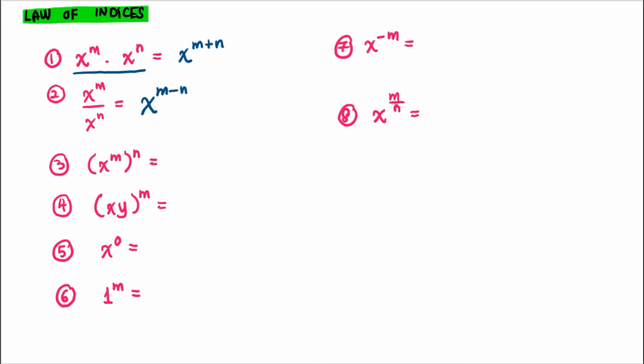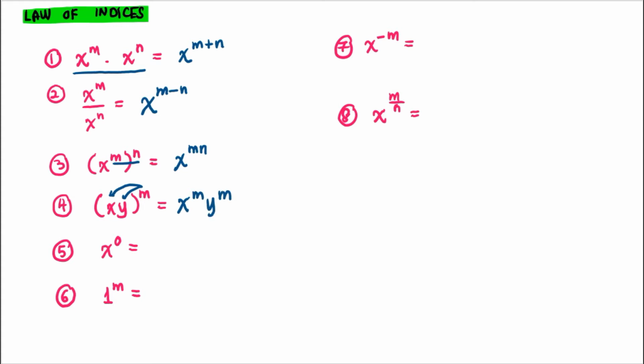If we have x to the power of m in the bracket and outside the bracket we have n, we can multiply m with n. So we have x to the power of mn. For the fourth rule, if we have xy in the bracket and outside the bracket we have the power of m, this power can go to the x and also to the y, therefore we have x to the power of m, y to the power of m.